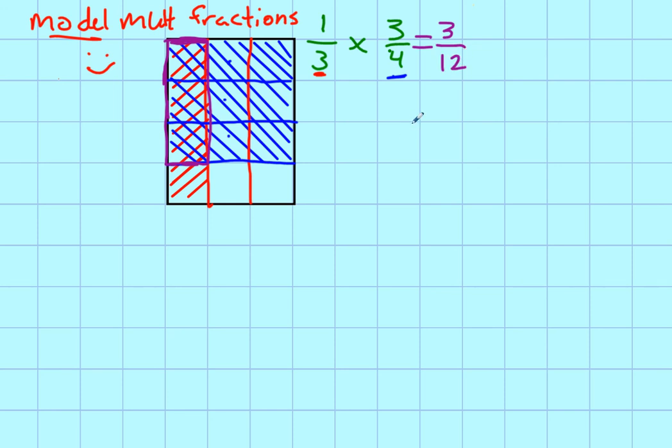Okay, so 3/12 is our answer, but you should hopefully know that that's not your best answer. We can simplify this. We say, what can we divide 3 and 12 by? 4. You can't divide 3 by 4. You can divide it by 3, though. Good try. Okay, 3 divided by 3, that's 1. 12 divided by 3 is 4. And we have an answer. 1/3 times 3/4 equals 1/4.